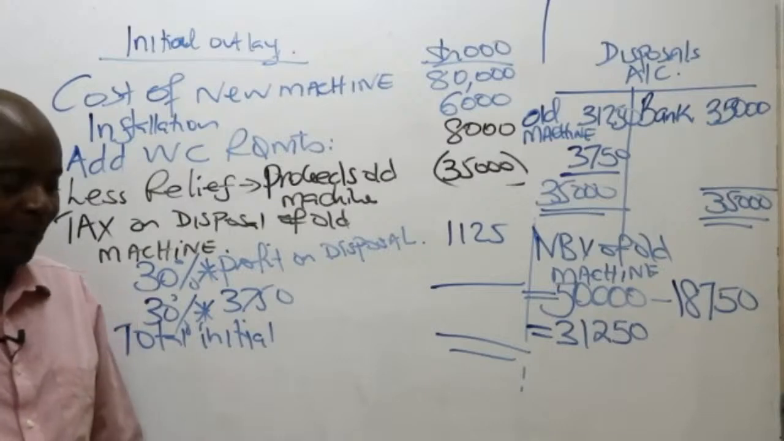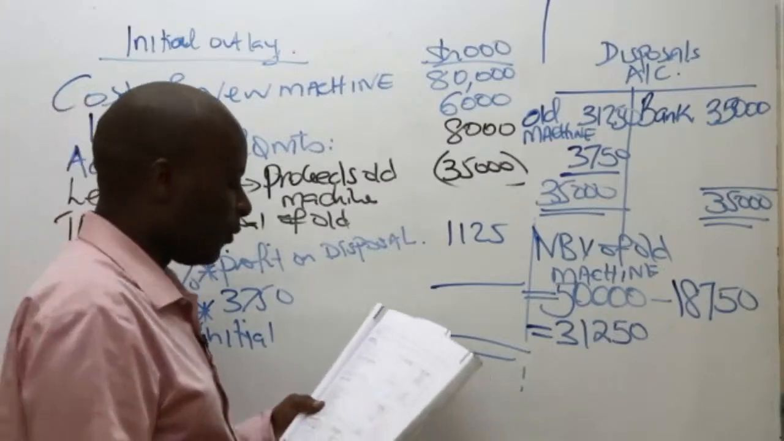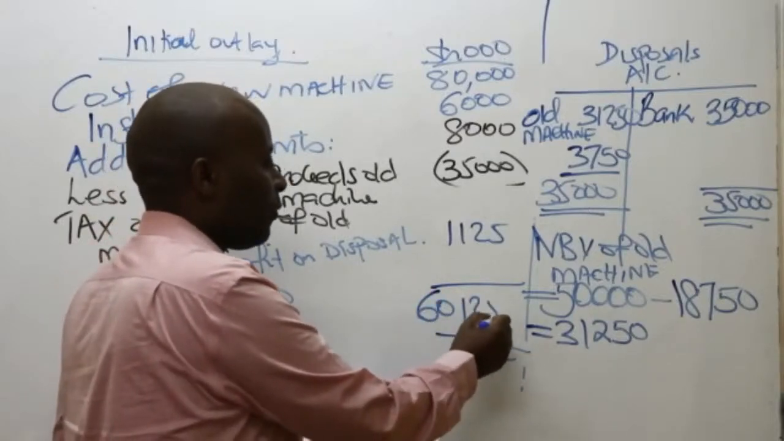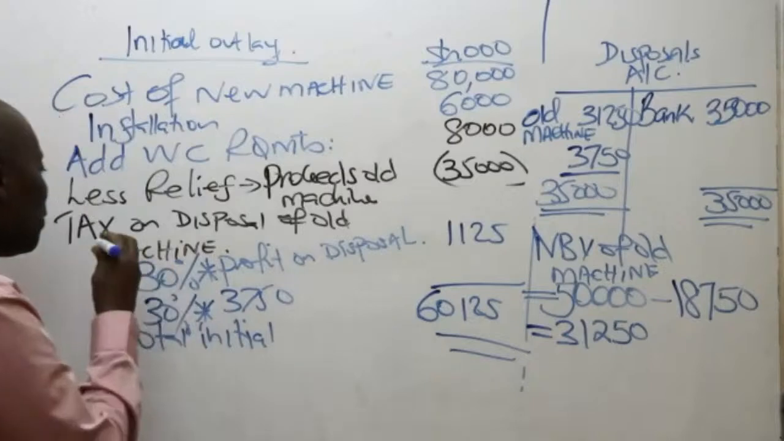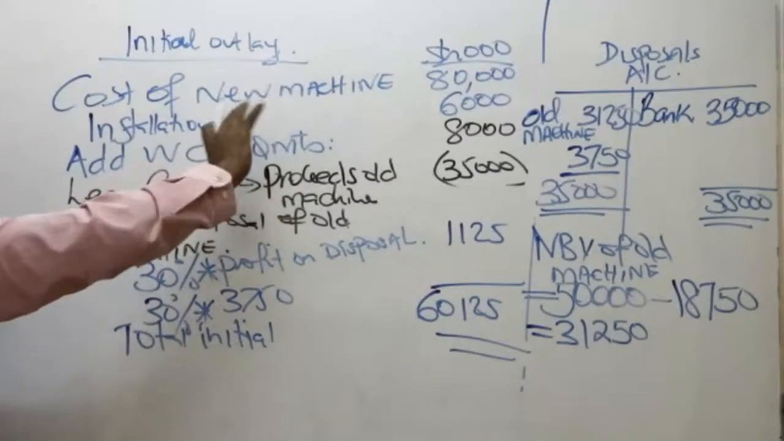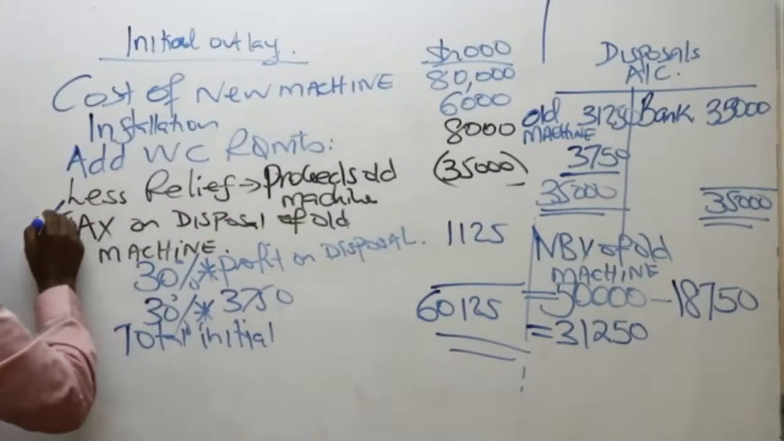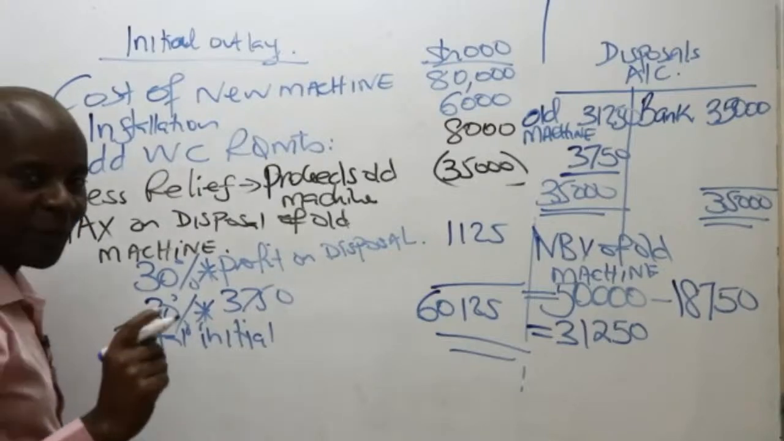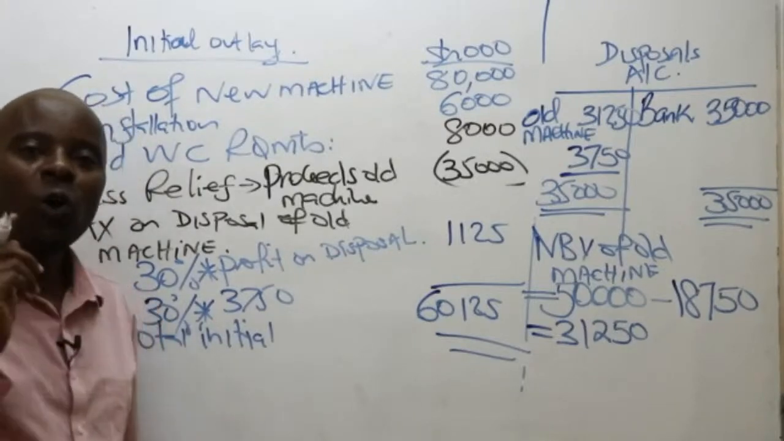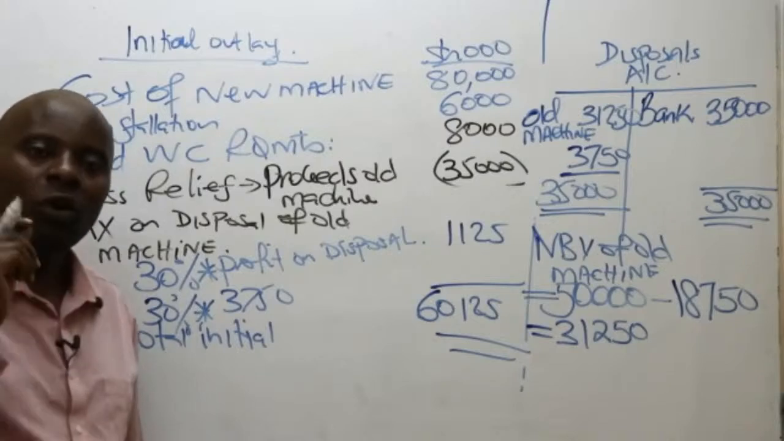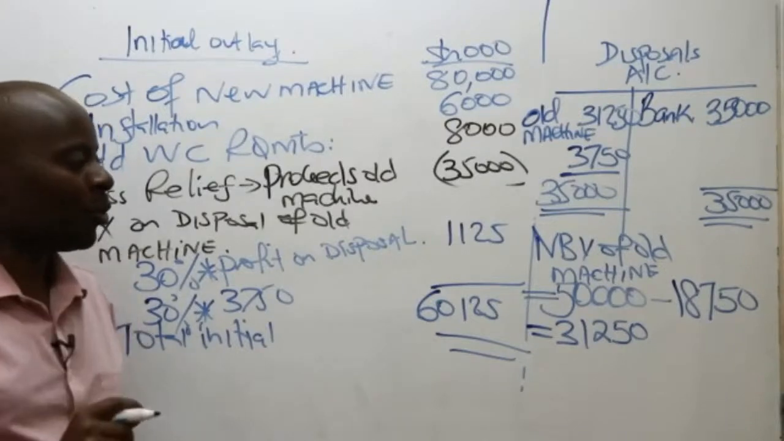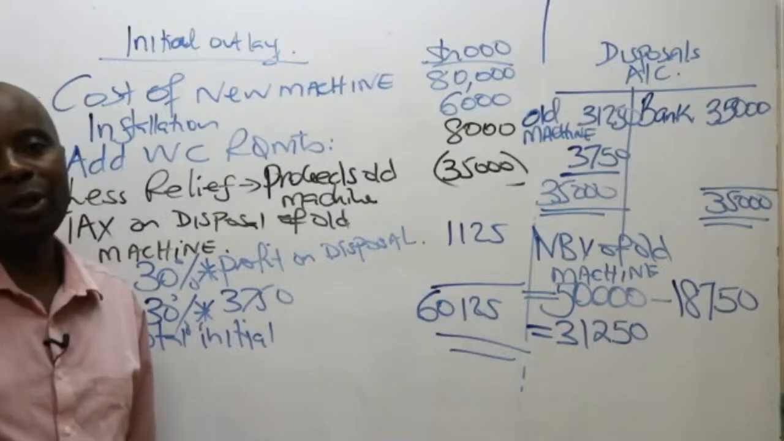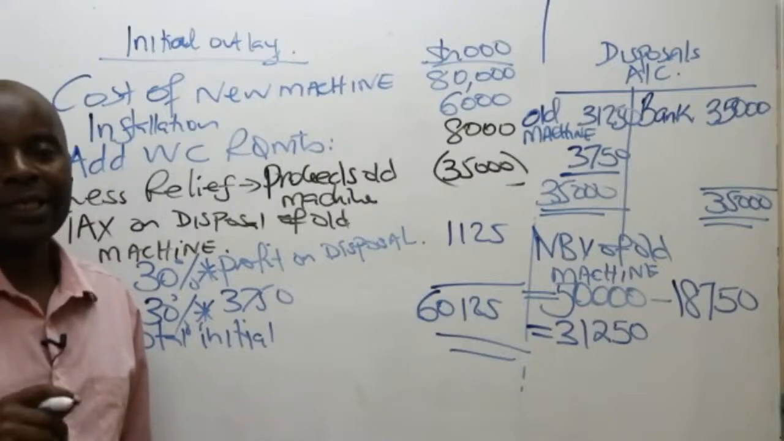I'm being given a figure of 61,125. So please, if possible, when doing your revision, I would want you to put a star here. A star there. When the old machine is disposed, always remember to calculate the tax or loss on disposal. So there we are. We have 61,125.